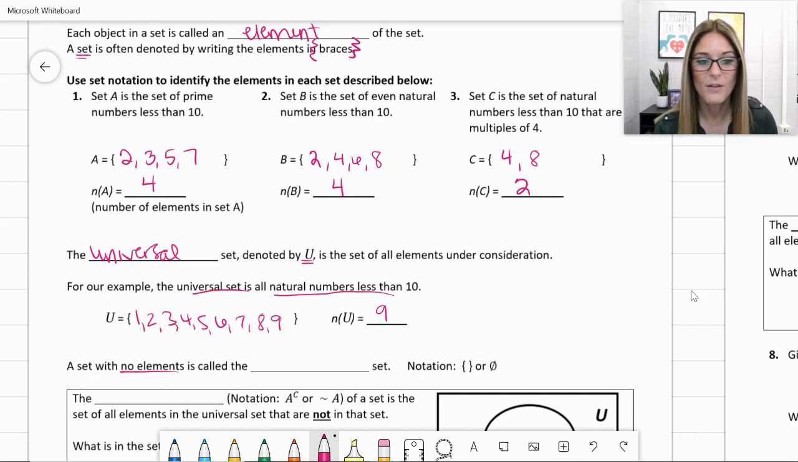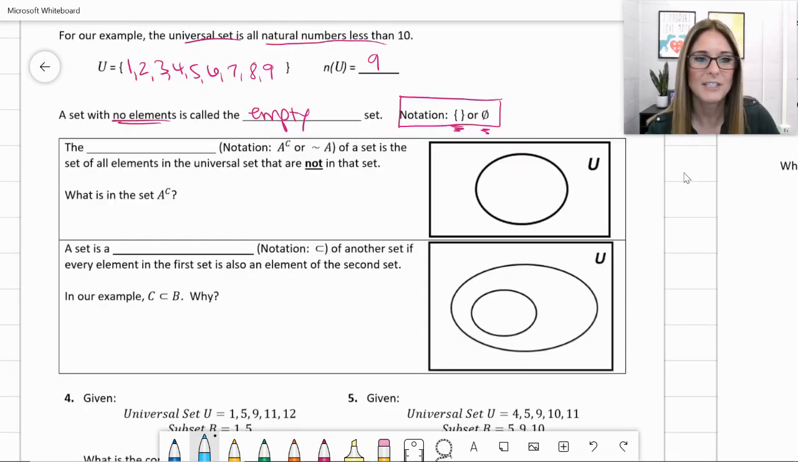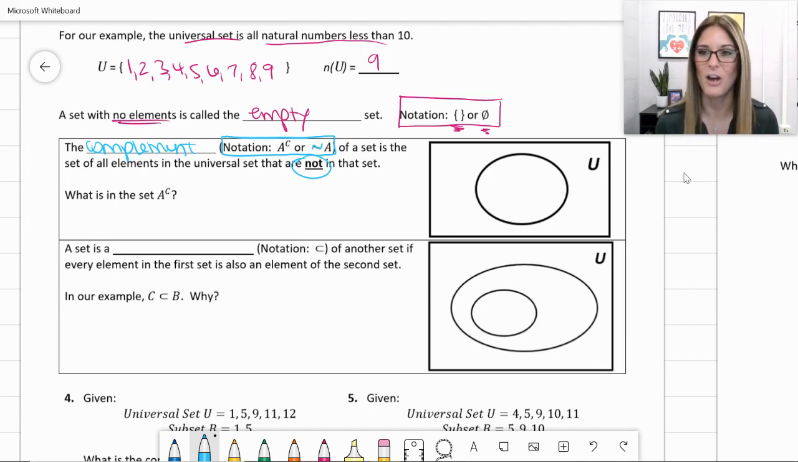A set with no elements is called the empty set. The notation here, I'm going to emphasize, can be either empty brackets or that 0 slash to show an empty set. Next vocabulary term is the complement. And the notation can be A with a little C subscript, or a little tilde A. It is the set of all the elements in the universal set that are not in that set. So your complement is everything that you're not looking for.